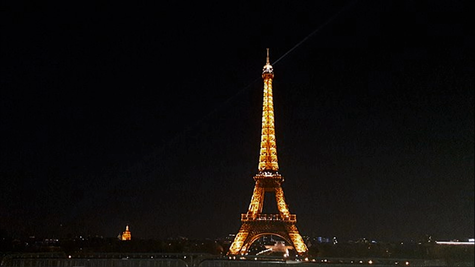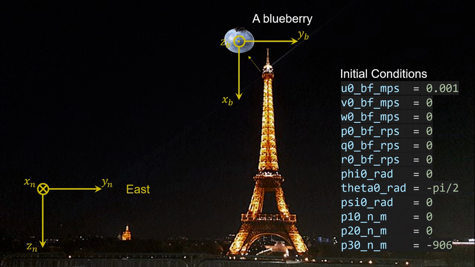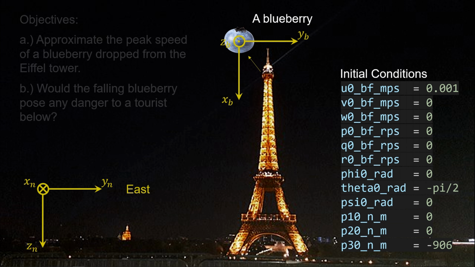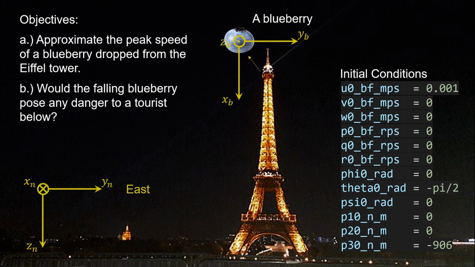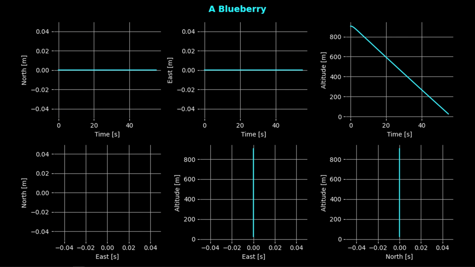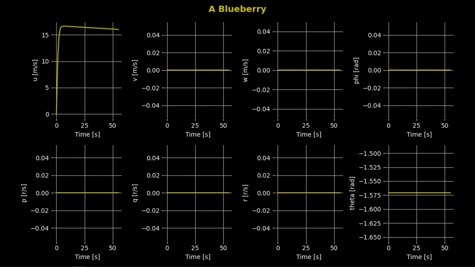Staying away from this complex regime, let's consider dropping a blueberry from the top of the Eiffel Tower, where the highest observation deck is 906 meters. How fast will this berry go? And do you think it could pose a danger to someone below? With a simple release, it falls straight down, essentially at a constant rate, indicating it reaches its terminal velocity very quickly. And we can see this in the u-velocity plot, which predicts a terminal velocity of approximately 16 meters per second or 36 miles per hour. Apart from ruining someone's clothes, this would clearly not pose a hazard.